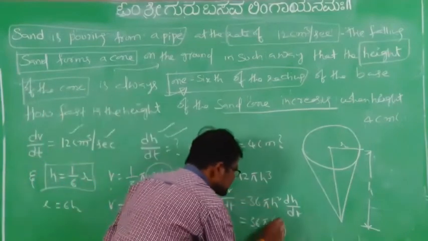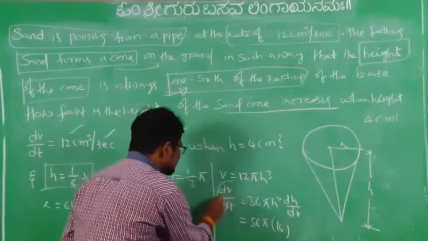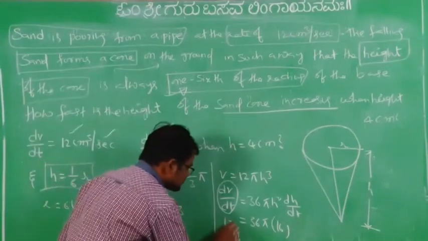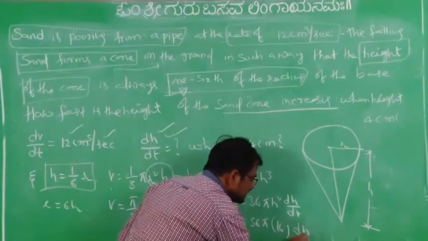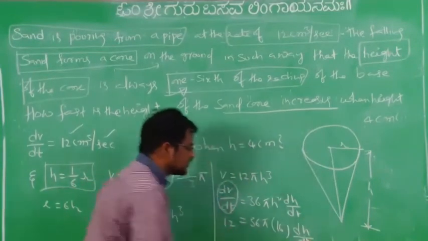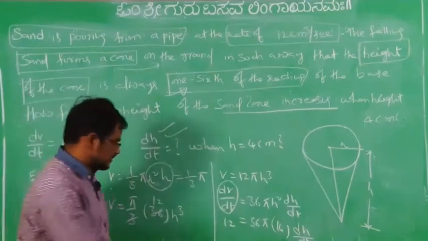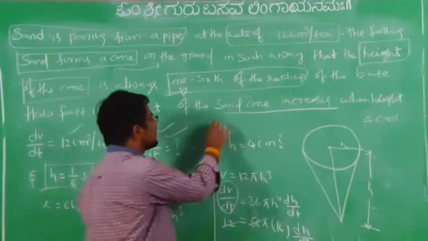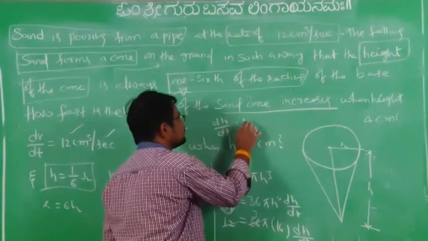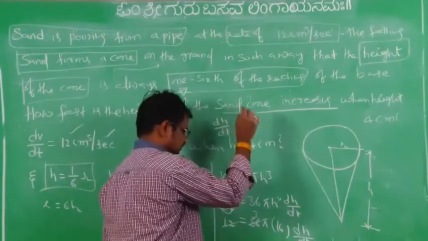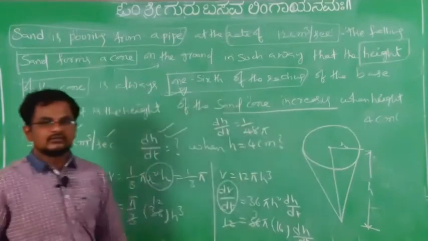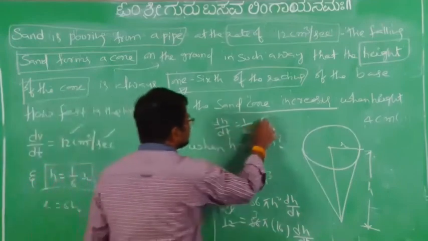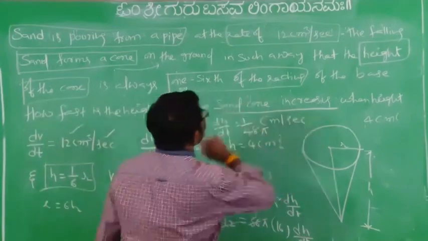4 means H square is 16. And dV by dt is also given. dV by dt is what? 12. So 12 equals 36 pi into 16 into dH by dt. From this you will get dH by dt. This is 12, this is 3. dH by dt is what? Right, 1 by 48 pi. Units: centimeter per second. Right. Okay, no?